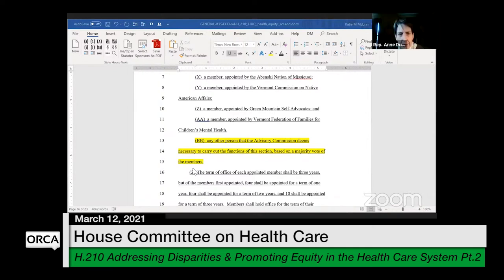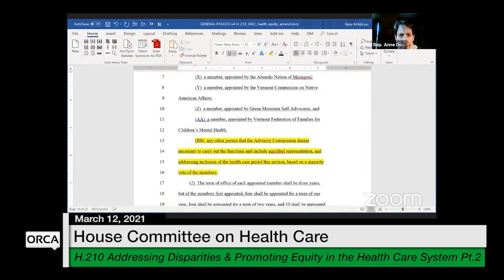I think that's good. I think there was some other input suggesting it needs a little more detail than just carrying out the functions: that it's necessary to carry out its functions and inclusive of equitable representation, and addressing inclusion of the healthcare provider community. Something like that work for people? We could say something like a balance of healthcare provider and patient perspectives.